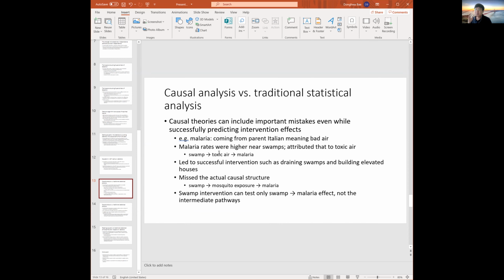However, even though that causal model successfully predicts the malaria rates, it missed the actual causal structure. Actually, malaria does not come from toxic air, but from mosquito exposure. So this example shows that the swamp intervention can test only the swamp to malaria effect, not the intermediate pathways such as toxic air or mosquito exposure.